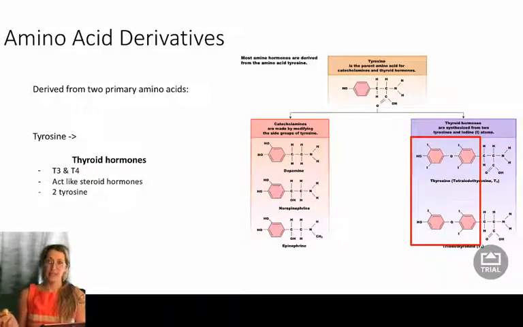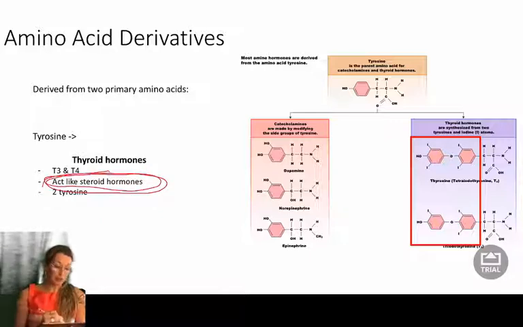Thyroid hormones, T3 and T4, are the ones that you often hear about when people say, I have low thyroid, when people are extremely tired or unwell. They affect all sorts of systems. They're really, really important, and we are going to talk more about that. These guys act like steroid hormones.